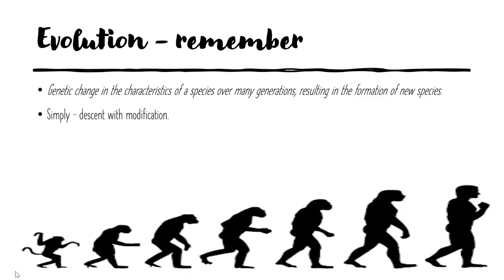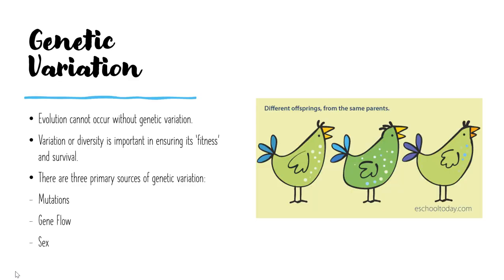So let's get started. In our last lesson, we talked about the fact that evolution is the genetic change in characteristics of a species over many generations, which result in the formation of new species. So it's not just a phenotypic change, this is a genetic change. We're talking at the genetic level that eventually the accumulation of these genetic differences results in the formation of a new species. Simply put, this is descent with modification. So of course we're looking at the process of heredity, the inheritance of new traits, and the way that these traits can accumulate differences over time.